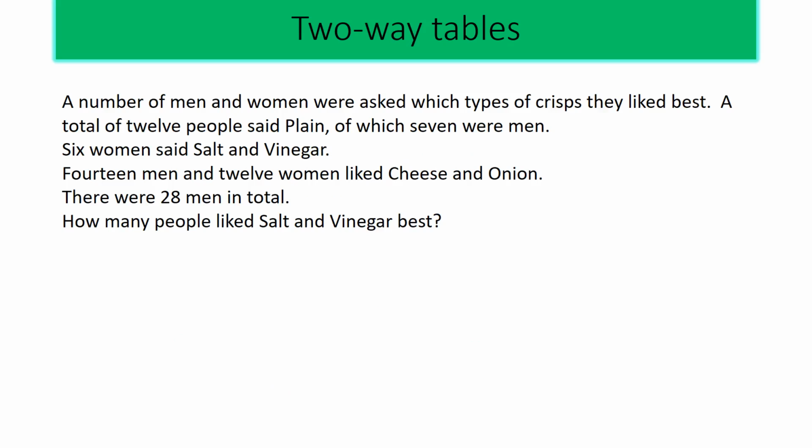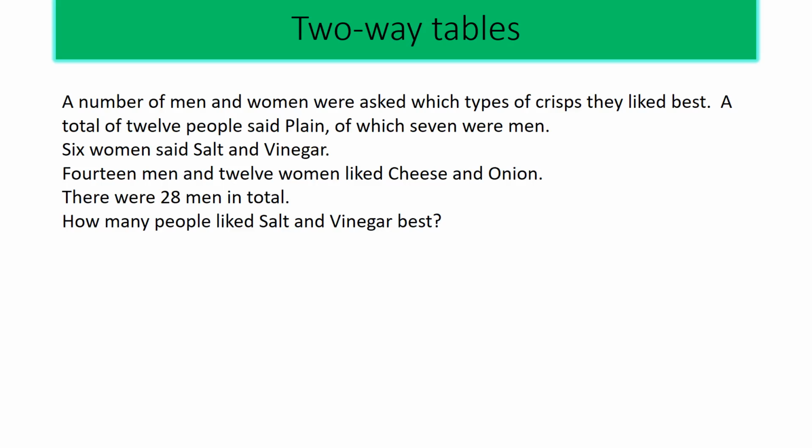Okay, so a number of men and women were asked which types of crisps they like best. A total of 12 people said plain, of which 7 were men. Okay, 6 women said salt and vinegar. 14 men and 12 women like cheese and onion. There were 28 men in total. How many people like salt and vinegar best?